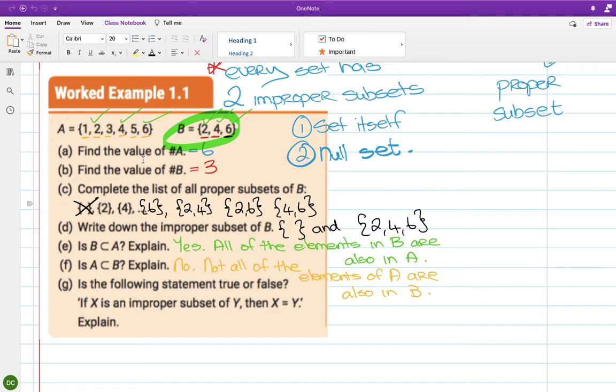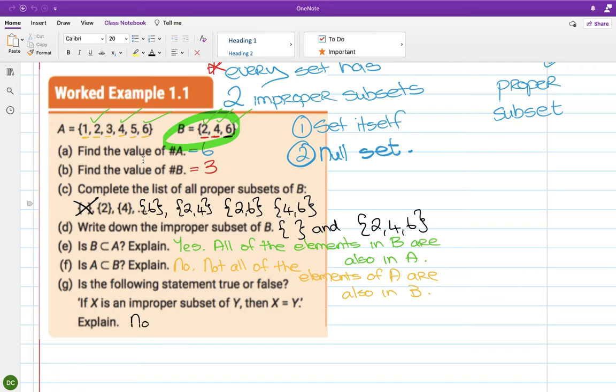Is the following statement true or false? If X is an improper subset of Y, then X equals Y. Explain. Okay, no, that's not true.